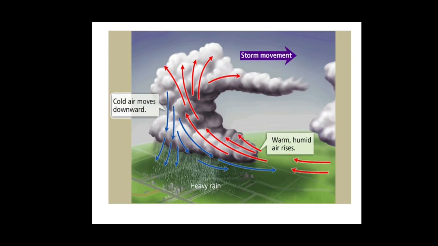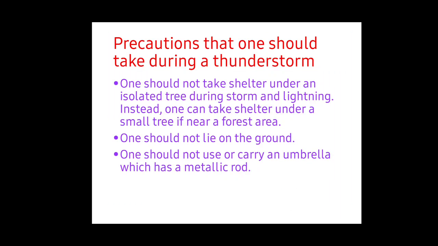Yes, we have mentioned in the pictorial view. See, the warm air mentioned in the red arrow marks and the cold air mentioned in the blue arrow marks. When these two hit together, it causes lightning and thunder. We mentioned it as a thunderstorm. What are the precautions that we need to take?